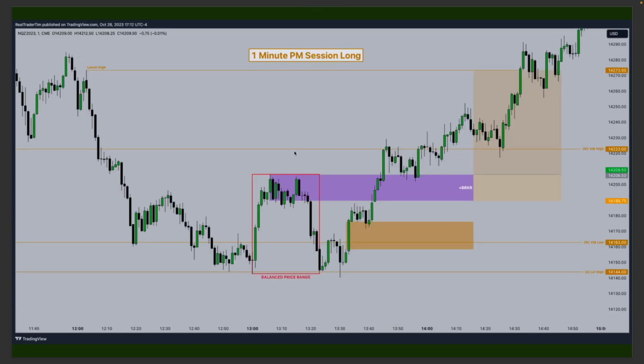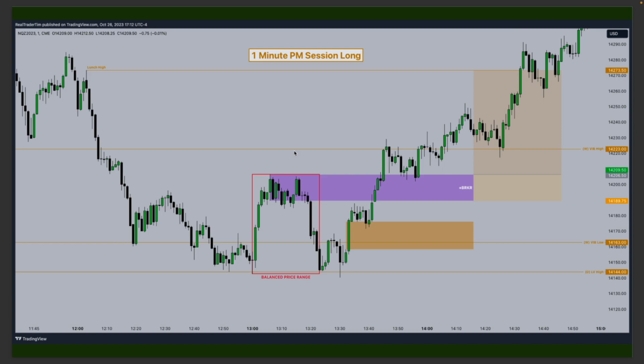And this is the PM session long, which I was not at the charts for. I was elsewhere doing other things. But great setup here. It can be scary on large downrange weeks or days like today and yesterday to long.